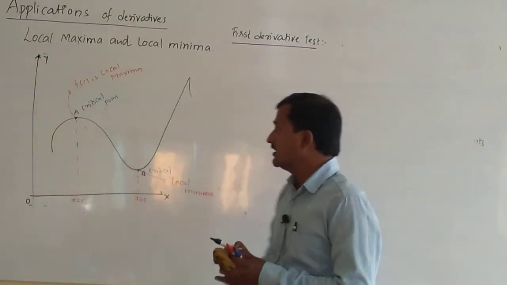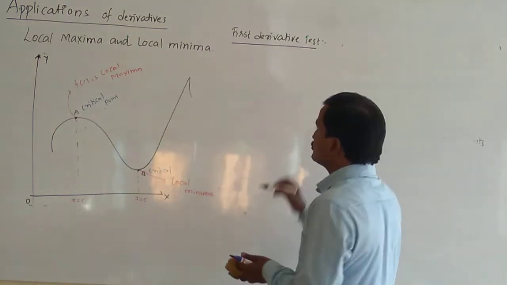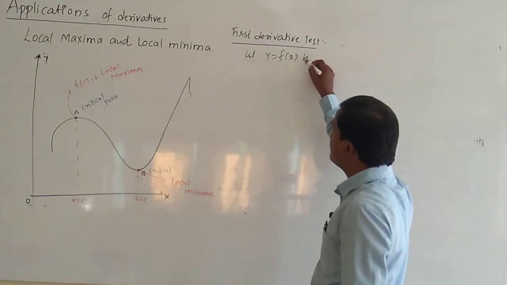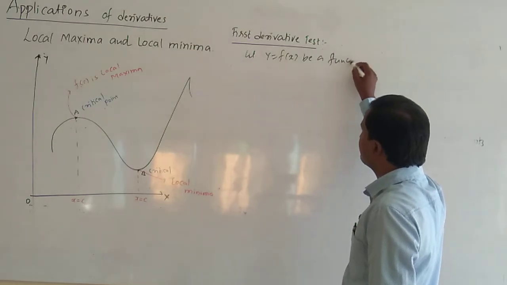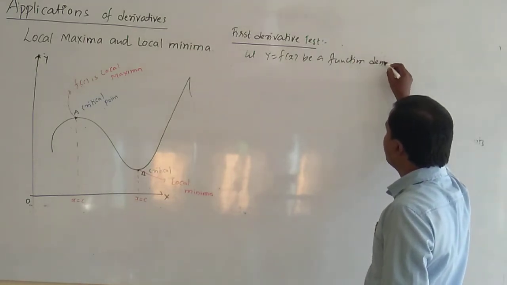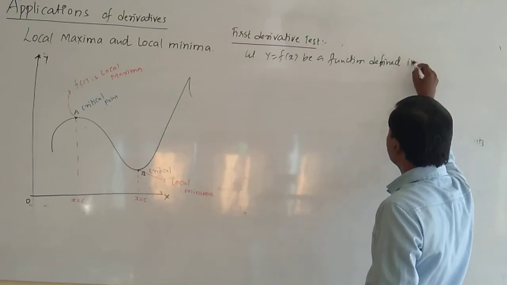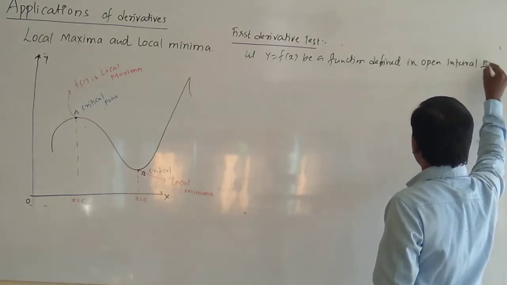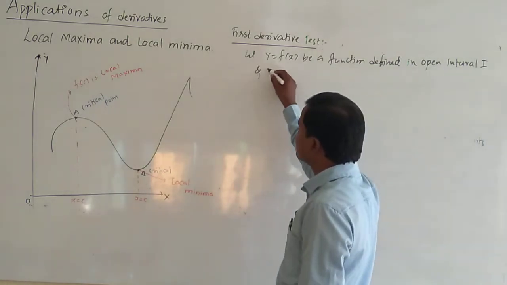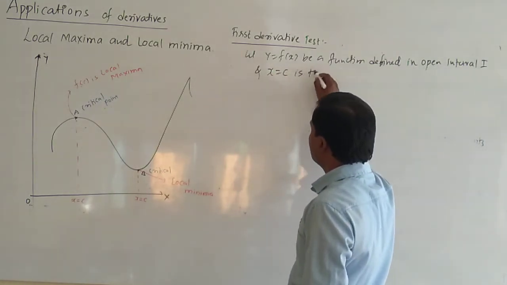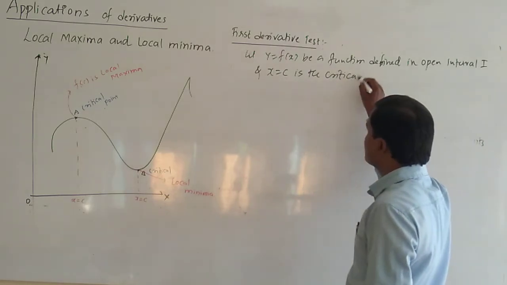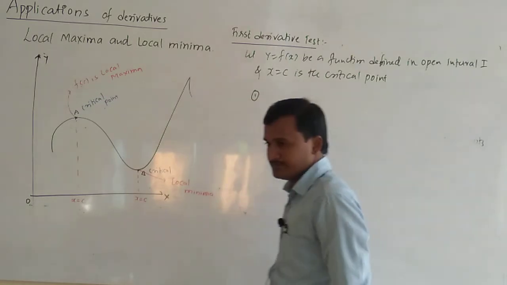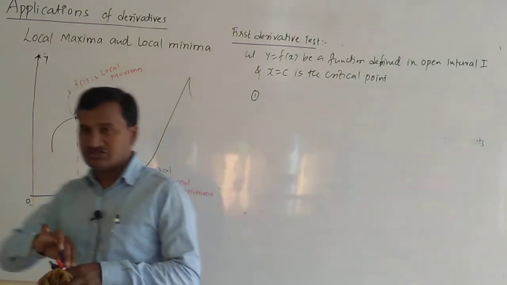So then what is the first derivative test? See here, let y is equal to f of x be a function defined in an open interval I, and x equal to c is the critical point. Then the first condition.